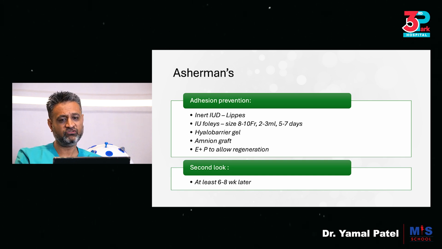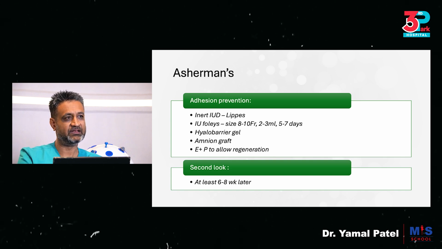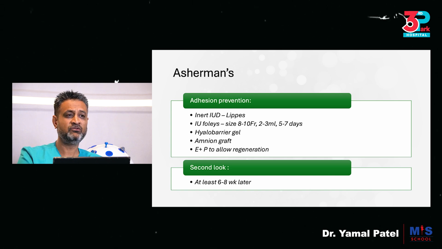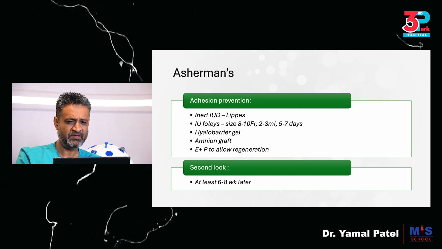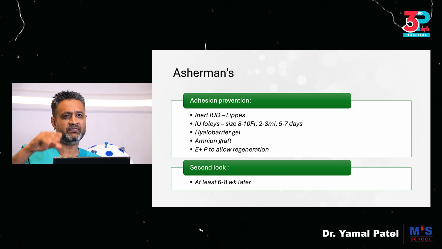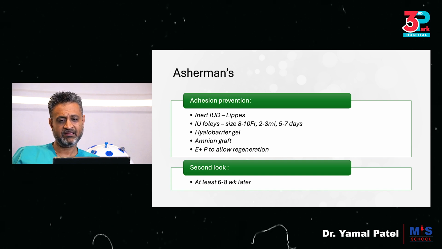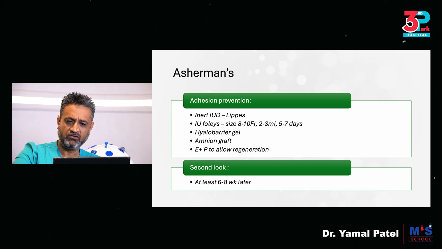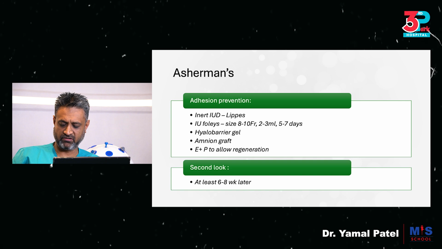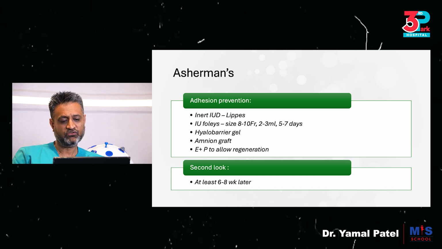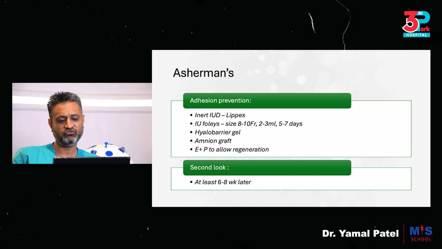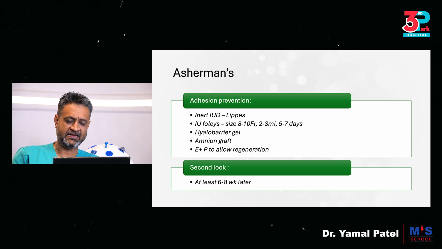With Foley's, I've used a size 8 or 10 French with not more than 2 to 3 ml and leave it for 5 to 7 days. Hyalo barrier gel, so hyaluronic acid gel, is also available and has been found to be quite good in keeping the adhesions from recurring. Amnion graft has been used in the past, and try and ensure, if you can, to give estrogen and progesterone sequentially to allow regeneration. So I have used drugs like Progynova and Provera in the second half to allow regeneration.